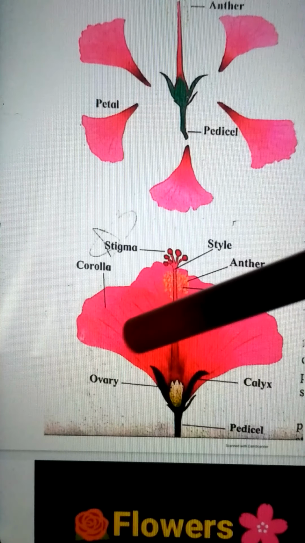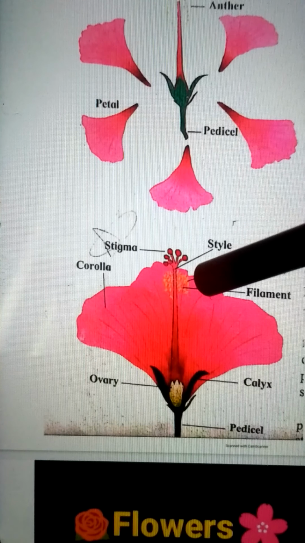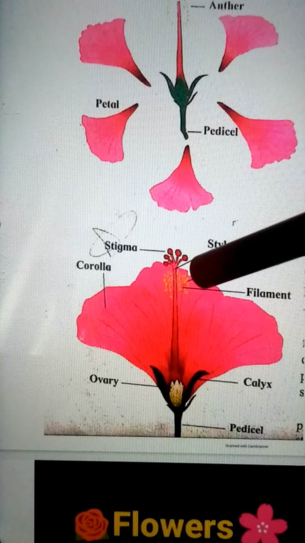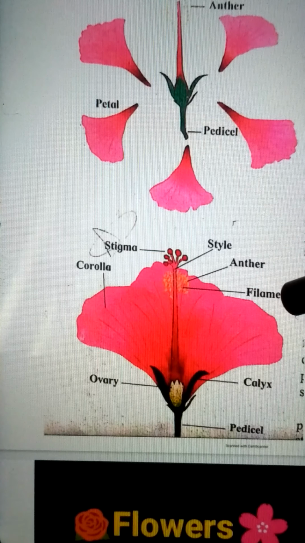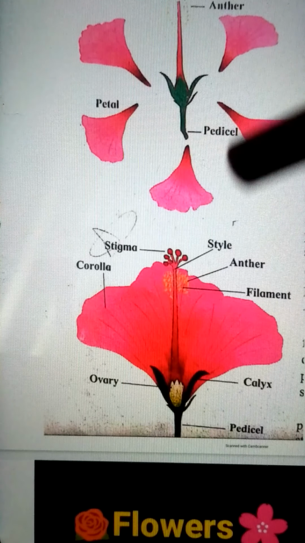Then these yellow dots, you can see the yellow dots are what? Anther. And these yellow dots need some support, some kind of attachment. So these yellow dots are attached to a thin structure. That structure is called what? Filament. Okay, so this is called filament.